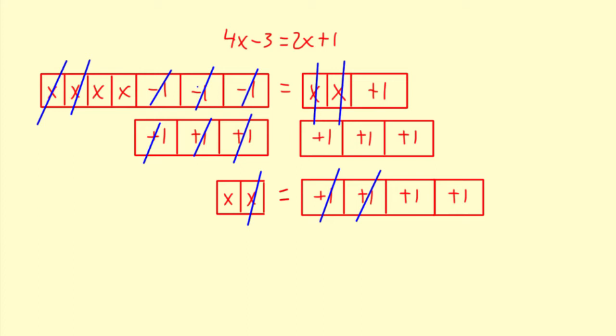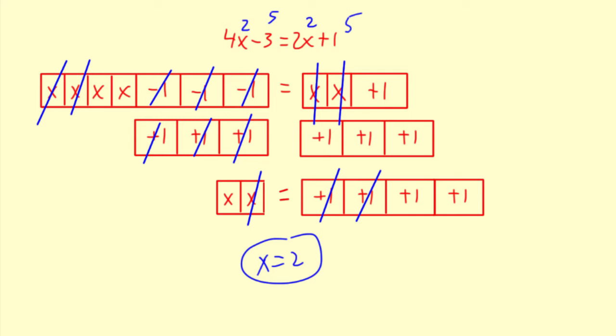And finally, you always want to take a little time to check your answer. So if I have a 2 here and a 2 here, 4 times 2 is 8, minus 3 is 5, and 2 times 2 is 4, plus 1 is 5. So you get 5 on both sides, x equals 2 is the correct solution.